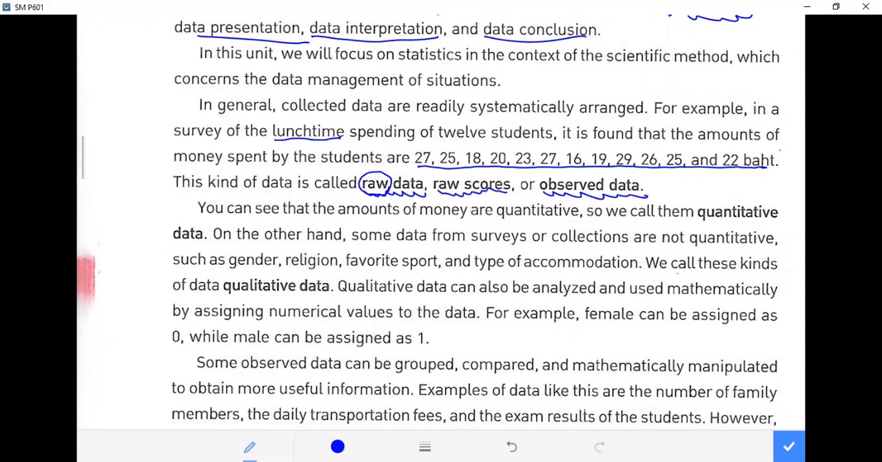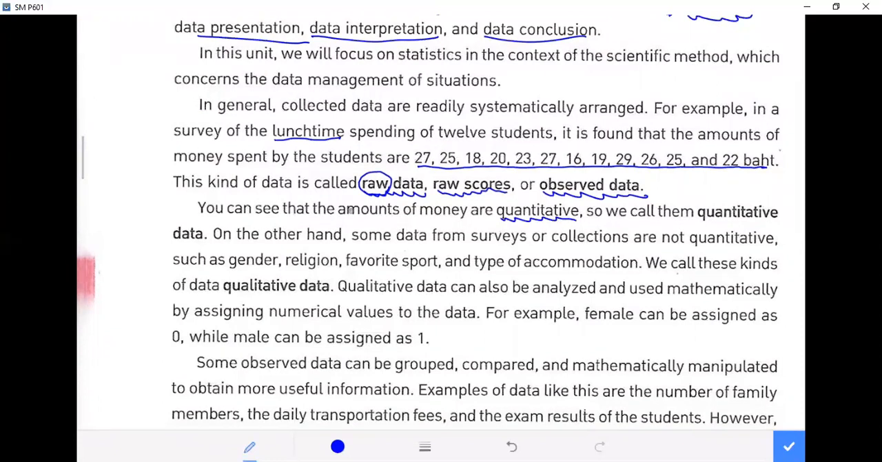Okay, next one. This one we talk about the money. So money is a good kid in 2/13. No, not that money. Okay, she's nice. Okay, money is nice. So this one says the amounts of money are quantitative.